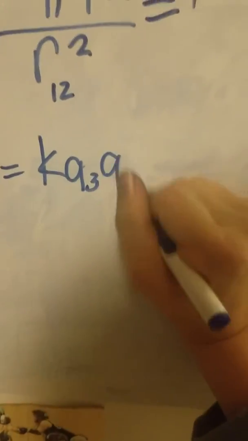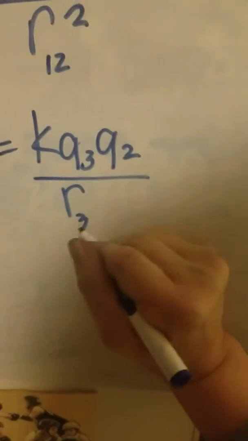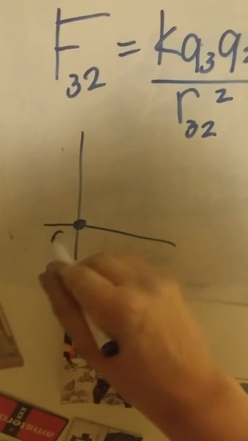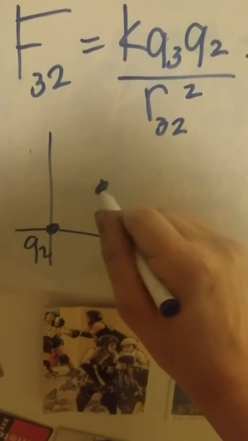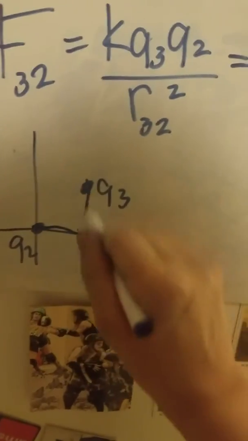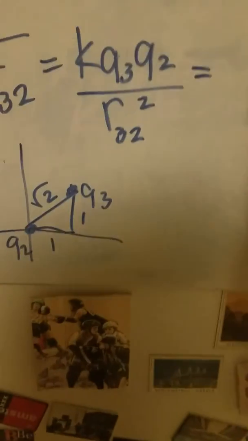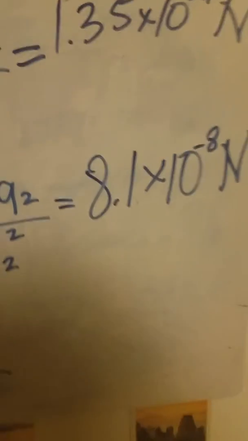For F32, I need to be a little bit careful about what we're using for r. Remember, it is the straight line distance between our two charges. So remember on our graph, here's Q2, here's Q3, right? And this is at 1, 1, that's 1, that's 1. So this is root 2. So just a reminder then, I'm going to be plugging in root 2 squared, or just plain old 2. So doing that, I then get 8.1 times 10 to the negative 8th newtons. Now I have F12 and F32.